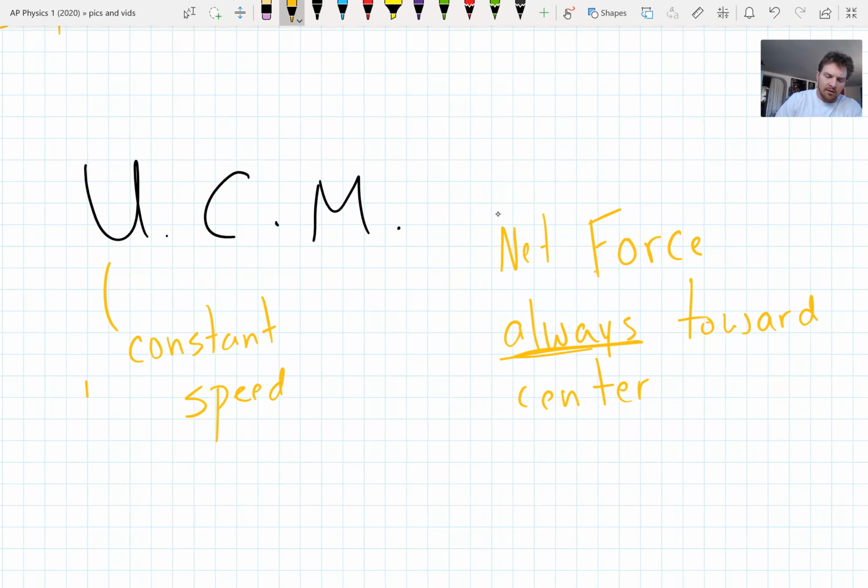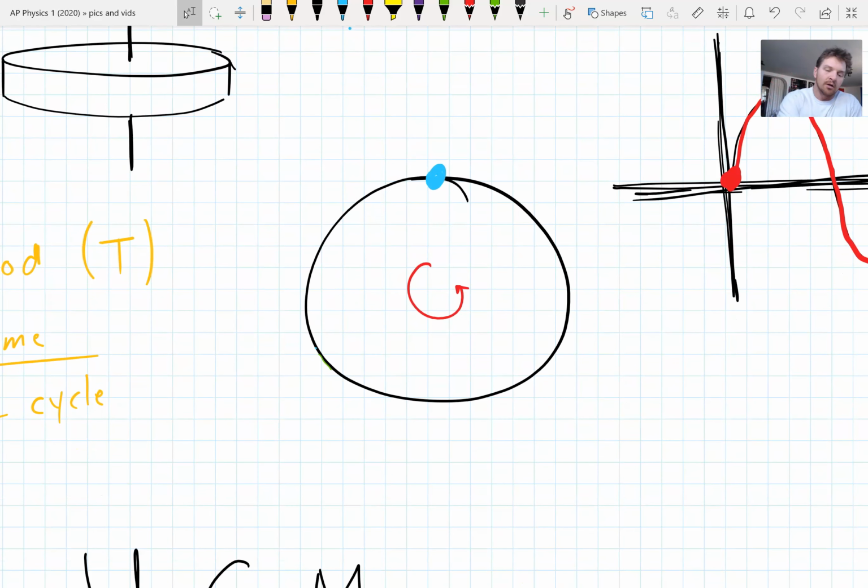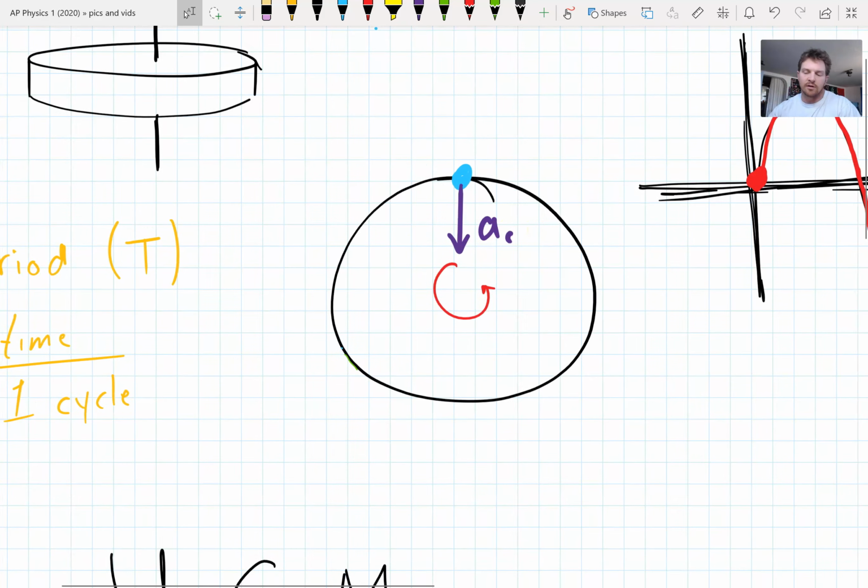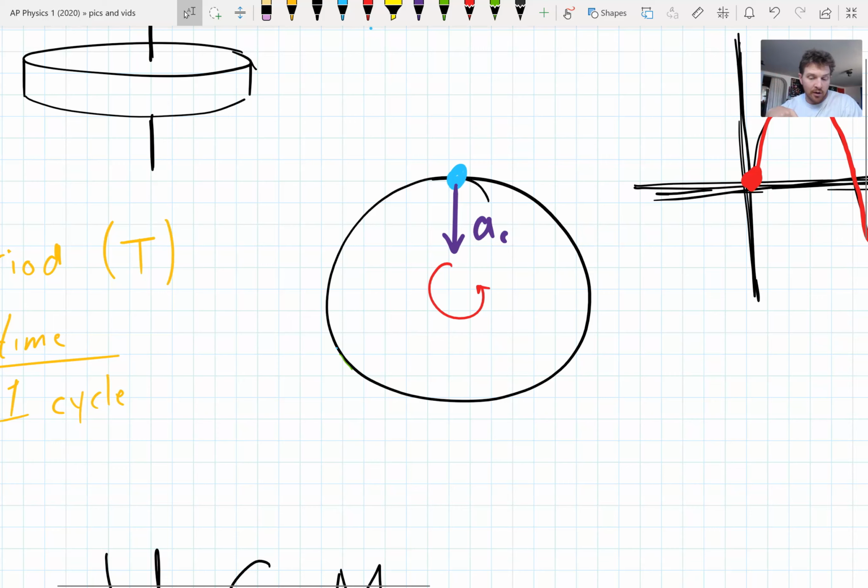First one being that the speed is constant. Second one being that the net force has to always point towards 0, or the center. And remember, that makes sense because when we were talking about our vector stuff earlier, we were saying that the centripetal, the circular acceleration, is always going towards the center. And remember, whichever way the net force points, that's always going to be the direction that the centripetal acceleration points. Okay, so yeah, those two kind of go together, which brings us to the next part.